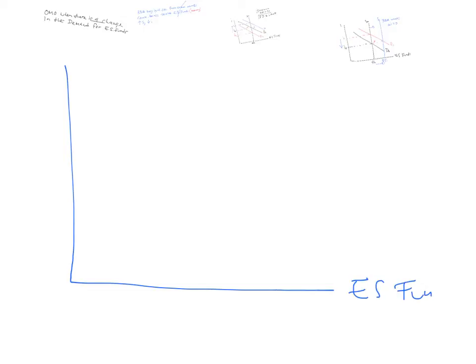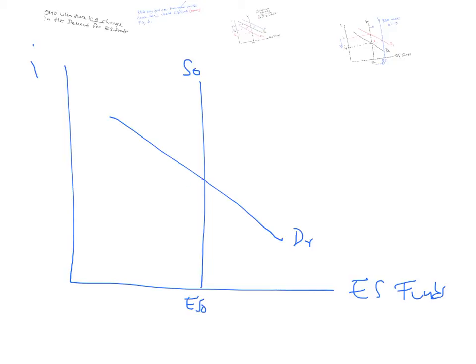You've got your ES funds, you've got your cash rate, supply, demand, your original equilibrium. Okay, now there's been a shift down in the demand curve, D1, okay, which will result in a fall in the interest rate and no change in the exchange settlement funds.